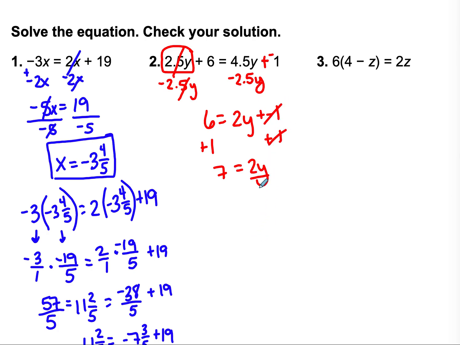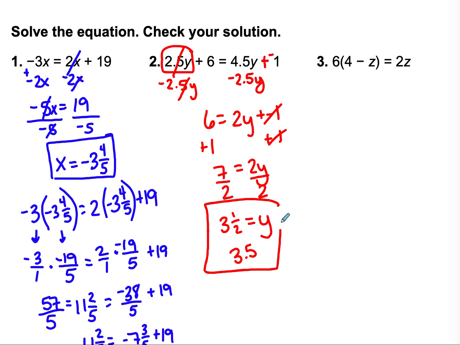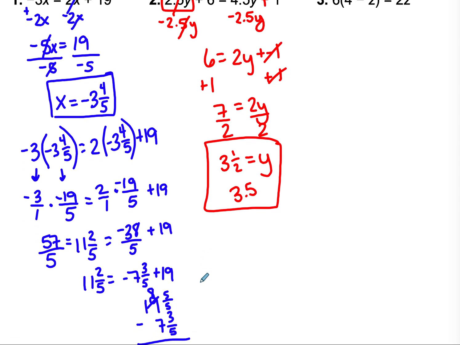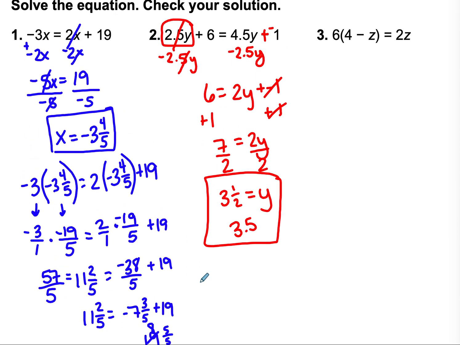Then I need to divide both sides by 2. 7 divided by 2 is 3.5. And I could have written it as 3 5/10. Again, depends on if you want it as a fraction or a decimal. Doesn't really matter. Now I need to check my solution. Since these were already in decimals, I'm going to put my decimal form of my answer into my equation to check it. I'll write it and then I'll move it.